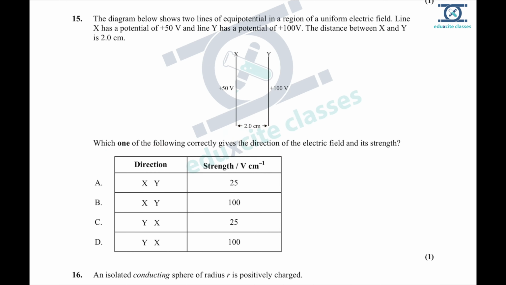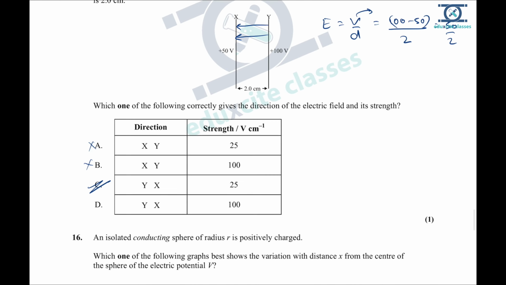Now direction is always from higher potential to lower potential. So from Y to X, so these are incorrect. And the electric field strength is V by D, the direct formula for parallel plates or between two potentials which is given. So this is the potential difference. So 100 minus 50, which is 50, divided by distance, which is 2 centimeter. So 50 by 2 is 25, the option C.